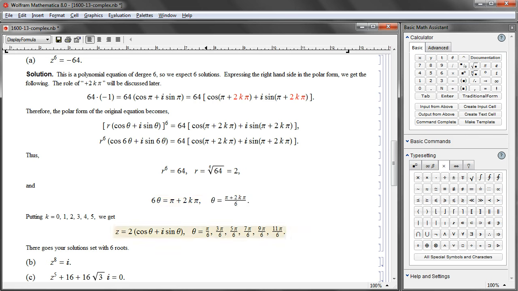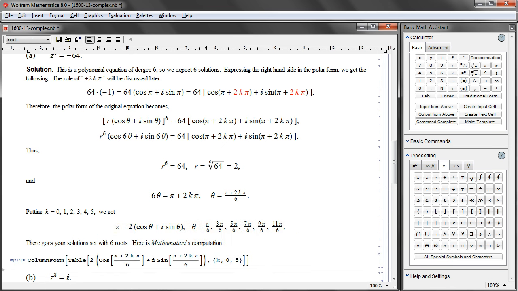So we have z equal to 2 times cosine of theta plus i sine of theta, where the angle theta will be these 5 values. Consequently, we have to have 6 solutions. Did I say 5? Excuse me. 0 and 1, 2, 3, 4, 5. So there are 6 theta values. Consequently, we are going to get 6 solutions.